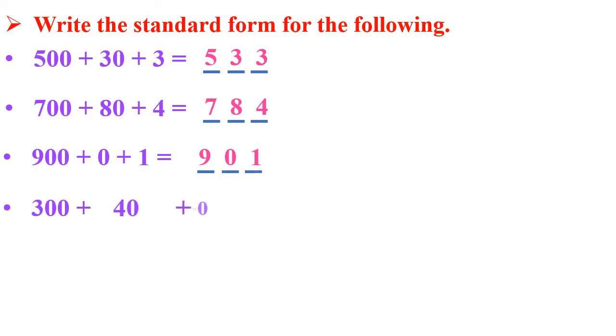Next number is 300 plus 40 plus 0. Again we have to draw 3 lines. 3 in the place of hundreds, so we have to put 3 first, then 4, 0, 40. So we have to put 4 in the place of tens, and in the ones place we have to write down 0 because here there is 0 in the ones place. So your answer of 300 plus 40 plus 0 is 340.